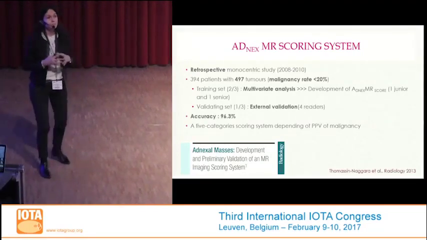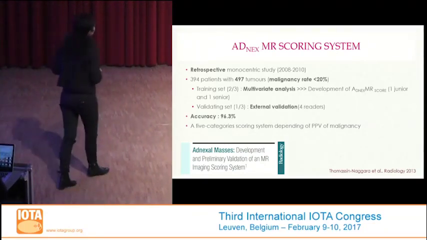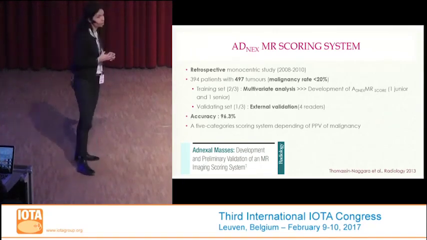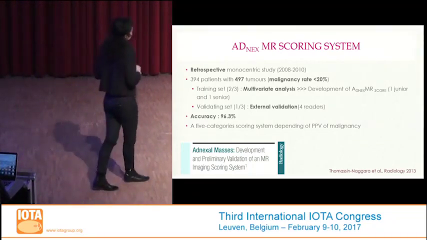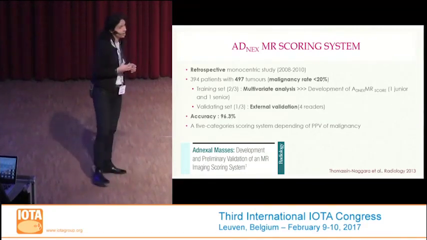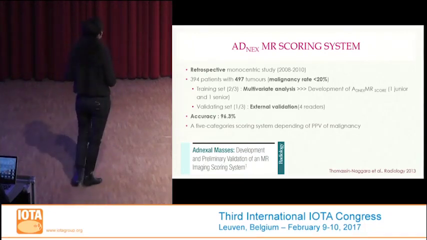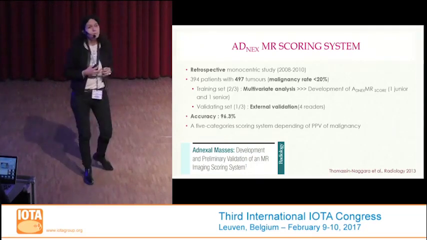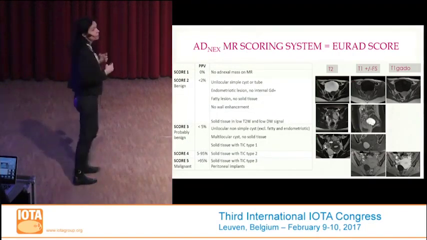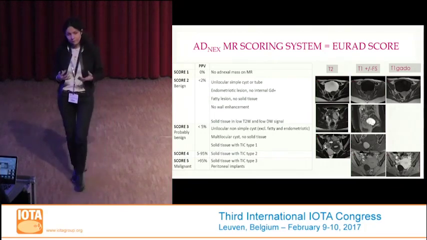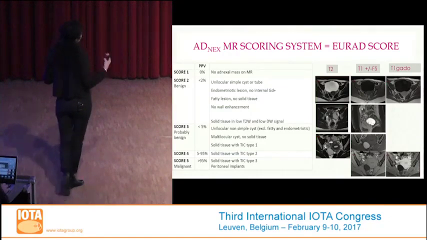We summarized that in a publication because we attempted to make a score combining all these features. This publication was based on a retrospective monocentric study, including 497 tumors, and we made a multivariate analysis with an external validation in a validating set. This score obtained a very high accuracy, 96.3%, with a five-category scoring system depending on the positive predictive value of malignancy. Here's the score. The name is also O-RADS score because we are performing a European validation, so it's the European Adnexal MR score system, the O-RADS score.